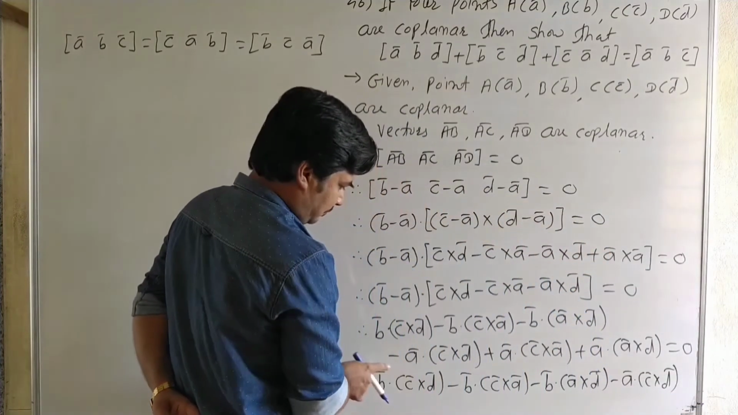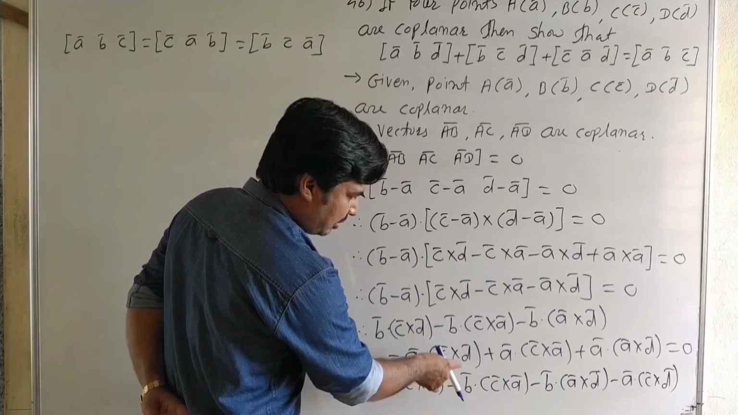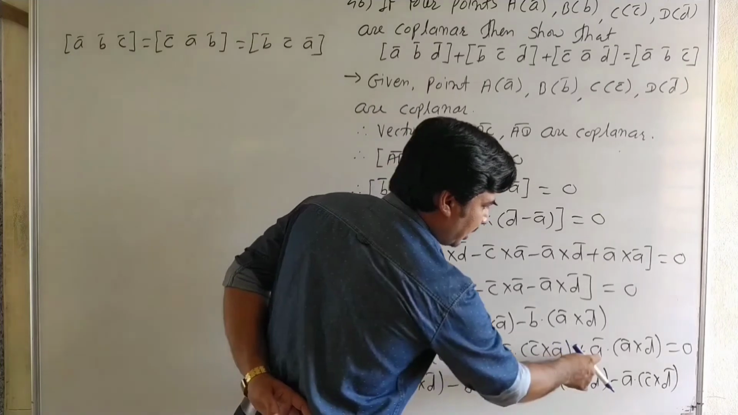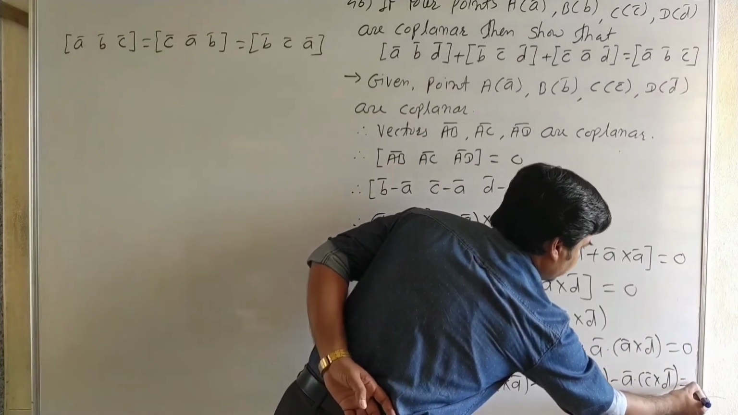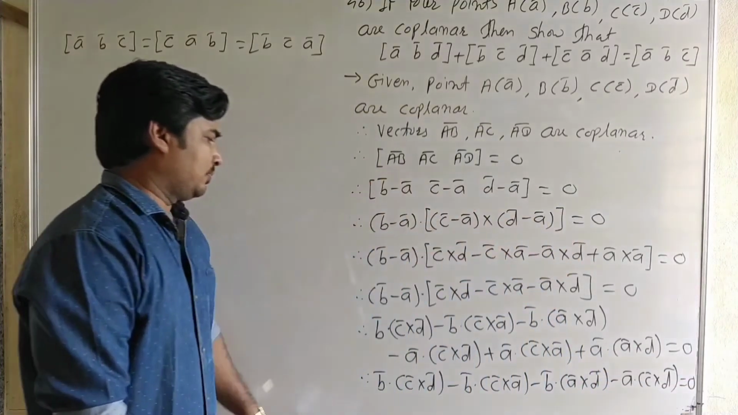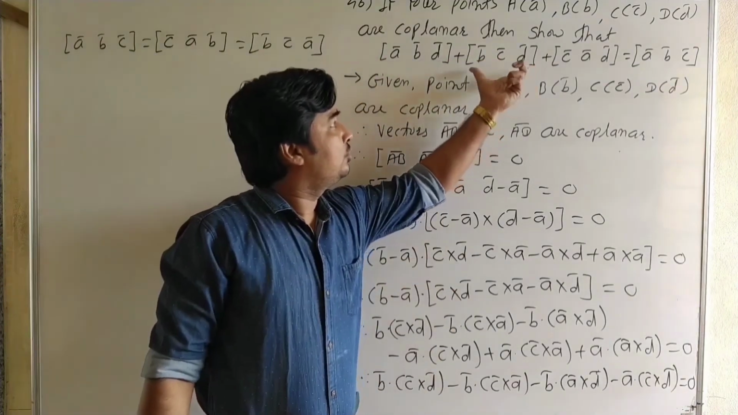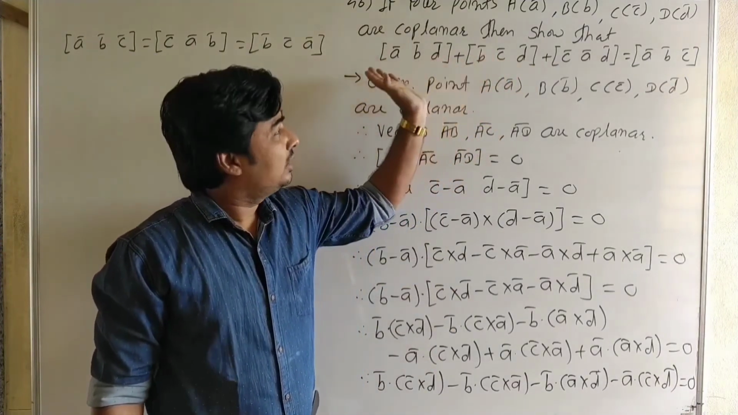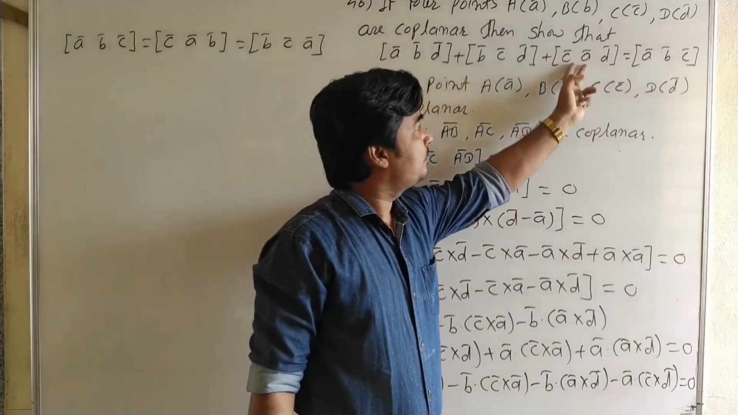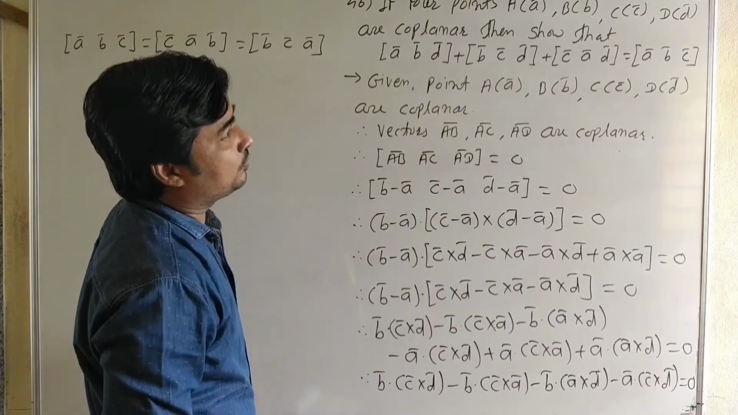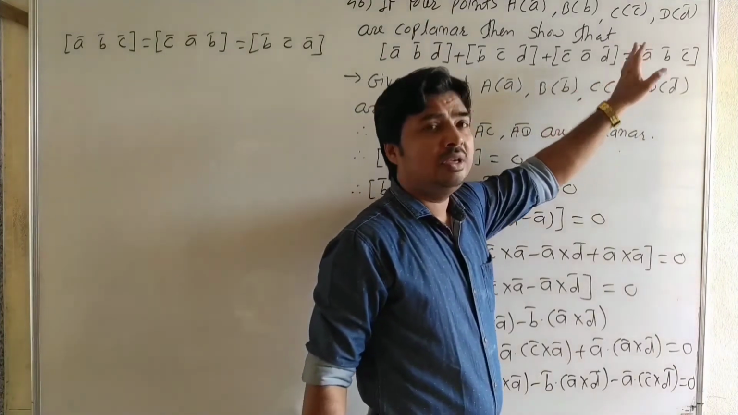Okay, see carefully, minus A bar dot C bar cross D bar, and here plus A bar, here A bar, same vector, both are 0. Okay, now remaining these four terms, and we will show that this expression and in this also the four terms. Okay, here on the right hand side we get triple product of A, B, C.